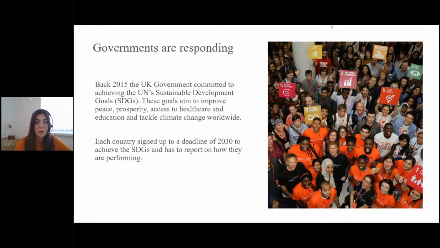The SDGs were also known as the Global Goals, and these replaced the 2001 Millennium Development Goals, which only covered developing countries. The new goals apply to advanced economies like the UK. Each country signed up to a deadline of 2030 to achieve the SDGs and has to report on how they're performing.